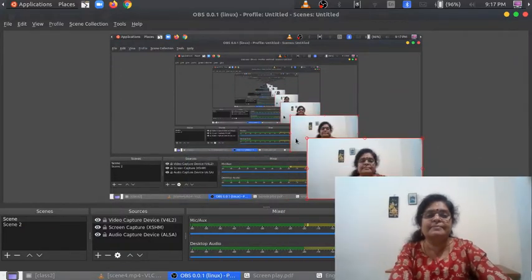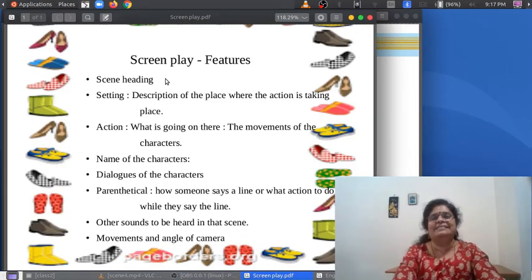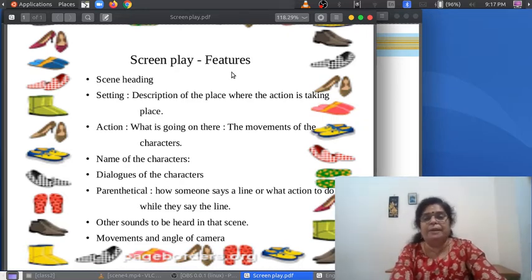Then, how can we write a screenplay? What are the features of a screenplay? Shall we see them, the features of a screenplay? Listen here. Yes, these are the features of a screenplay.